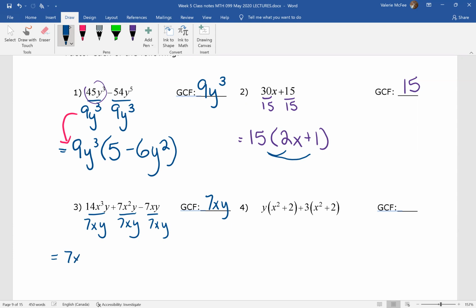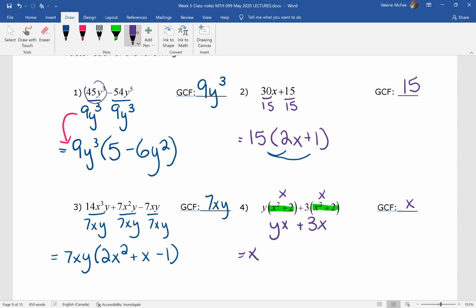In factored form, the greatest common factor times the quotient. Question 4 looks interesting, perhaps a little bit difficult. Let's rewrite this. What if I let everything in the brackets equal x? Then I would have the question yx plus 3x. Now I can see that the greatest common factor is x. And if I divide by x, I'm left with y plus 3.